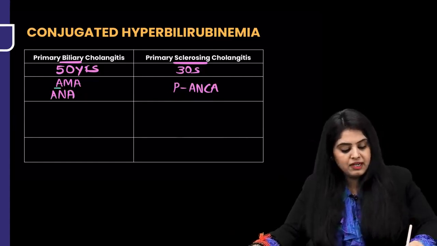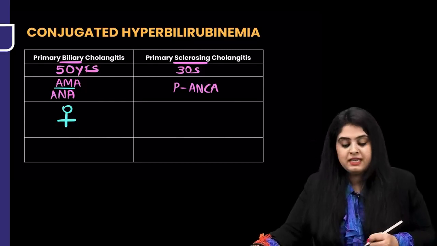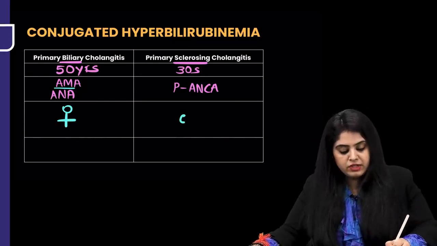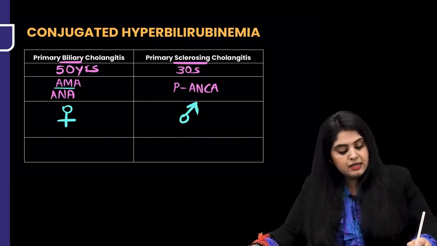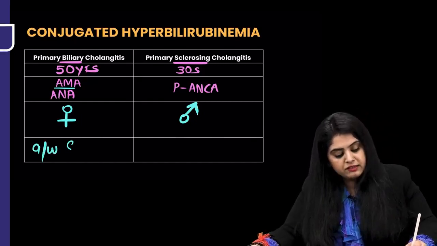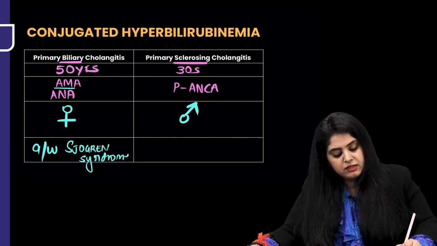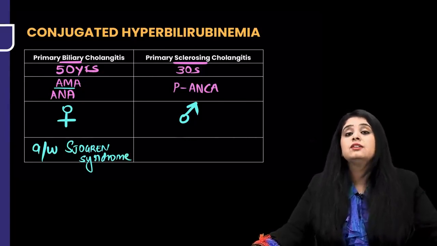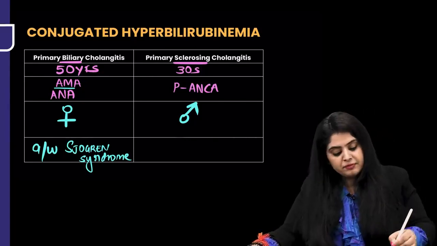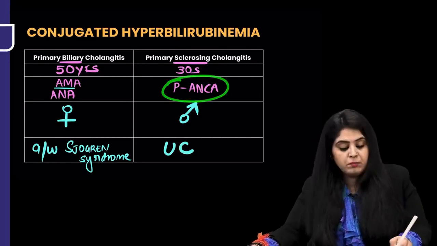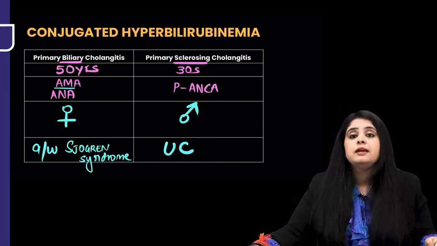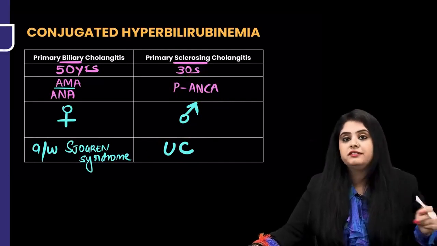So simple, AMA is going to be more common in females and primary sclerosing cholangitis is going to be more common in males. Next, primary biliary cholangitis is associated with Sjogren's syndrome, or basically the concept is that it is associated with other autoimmune disorders. Whereas primary sclerosing cholangitis, because it is to do with P-ANCA, we know P-ANCA is also positive in ulcerative colitis.